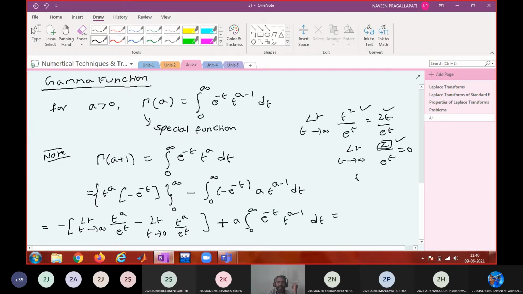Even if it is 3 by 2, a rational number, the first derivative is 3 by 2 into t power 1 by 2. The second derivative is 3 by 2 into 1 by 2 into t power minus 1 by 2. T power minus 1 by 2 can be written as 1 by t power 1 by 2, into e power t. That means whether a is an integer or a rational number, when you apply L'Hospital rule, eventually the limit is going to be 0. Did you realize this point?